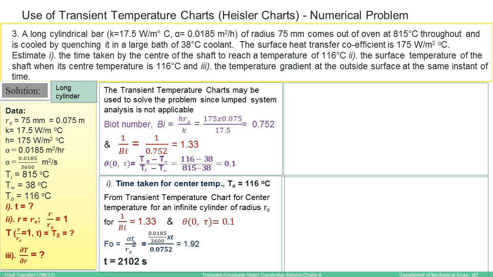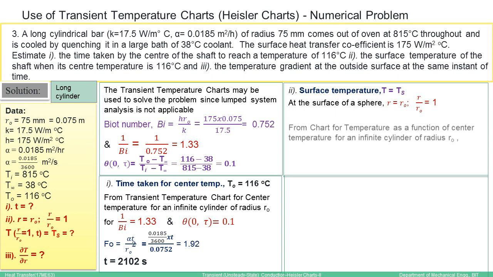Now, having calculated the time taken, and given T naught is equal to 116 degree Celsius, the next step is to find out the surface temperature of the long cylindrical bar when its center temperature is 116 degree Celsius. For this case, we should use R equal to R naught. Since the surface temperature is to be found out, the radius at the surface is the outer surface radius only, that is R equal to R naught. So R by R naught will be equal to 1.